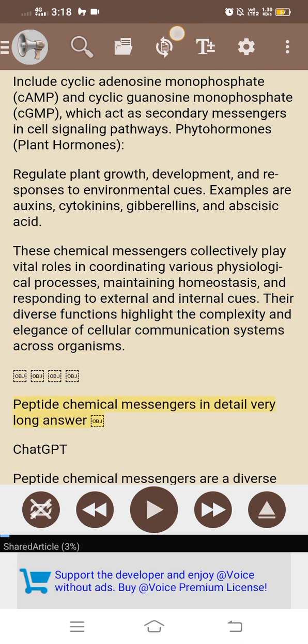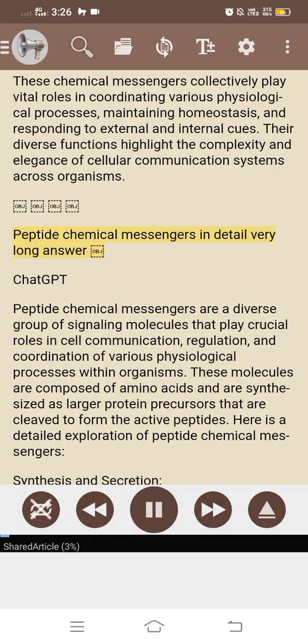Peptide chemical messengers in detail. Very long answer. ChatGPT. Peptide chemical messengers are a diverse group of signaling molecules that play crucial roles in cell communication, regulation, and coordination of various physiological processes within organisms. These molecules are composed of amino acids and are synthesized as larger protein precursors that are cleaved to form the active peptides. Here's a detailed exploration of peptide chemical messengers.